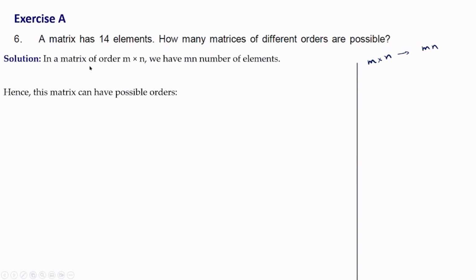So in a matrix of order m by n, we have mn number of elements. So this 14 can be written as 1 into 14 or 14 into 1 or 7 into 2 or 2 into 7. Hence, this matrix can have possible orders 1 by 14, 14 by 1, 7 by 2 and 2 by 7. So these are the different possible orders for a matrix which has 14 elements.